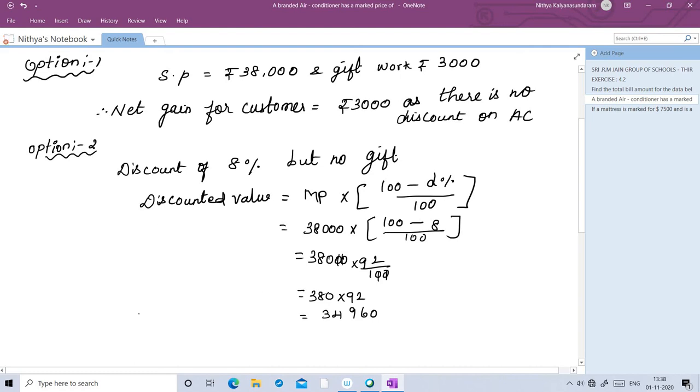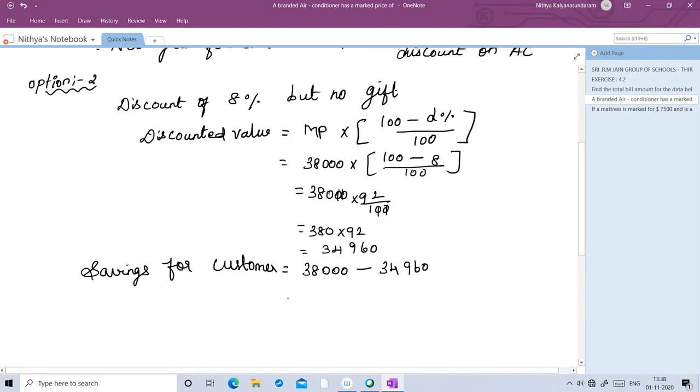Now the savings for the customer. The air conditioner price is 38,000 minus 34,960. Subtracting, we get 3,040. So this is the saving for the customer in option 2.